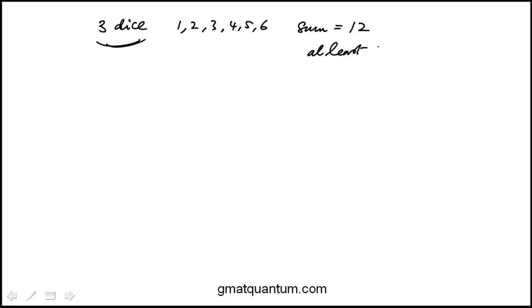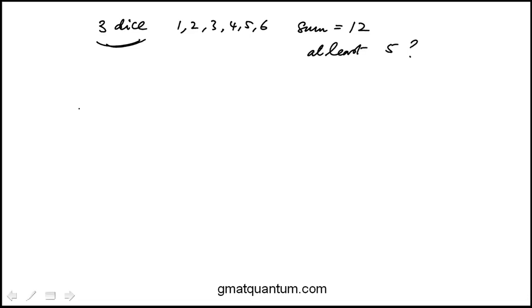So we're given three dice here, and each one has six sides, and the numbers are 1, 2, 3, 4, 5, 6 on the six faces. And the condition we're given is that the sum of the three numbers that are facing up when you toss these three dice is 12. Question is, is at least one of the numbers 5?